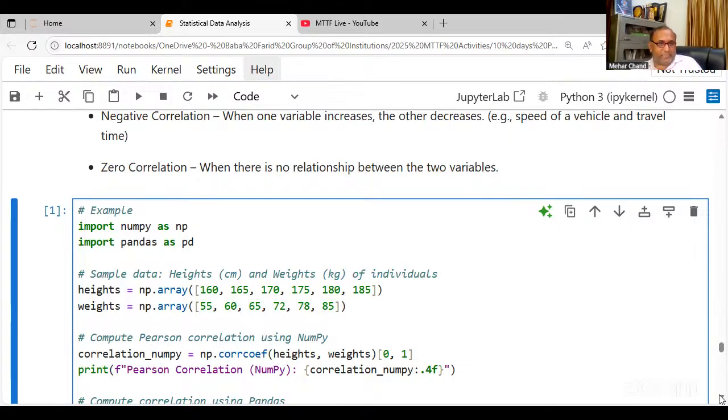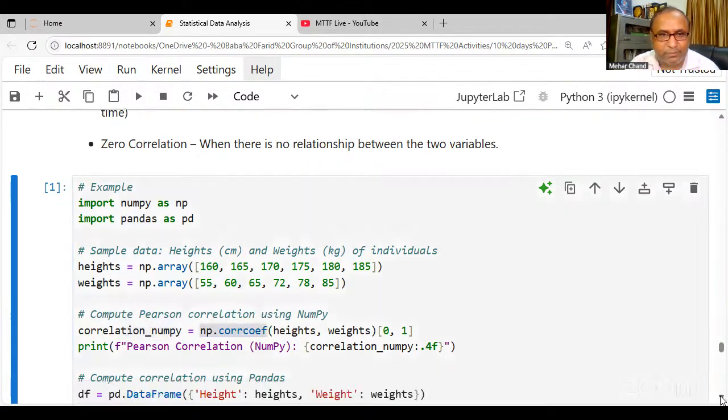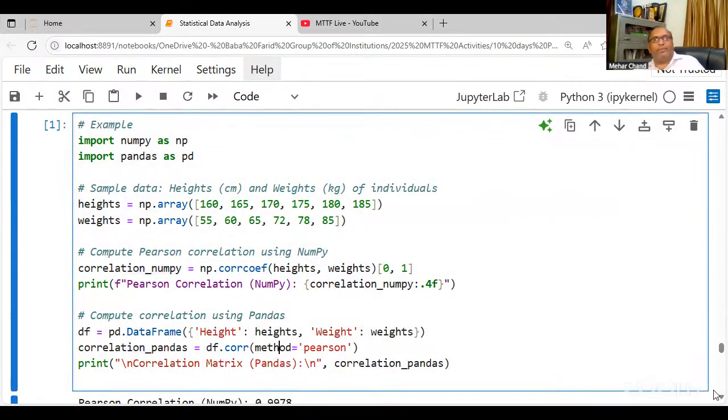So we have two arrays, one is height and the other is weight. Corresponding to these two variables, we will compute correlation using Pearson. The first method is correlation using numpy, with the function np.corrcoef(height, weight). Then we will print the value. We are also using pandas, so both libraries, numpy as well as pandas, are used to calculate correlation.